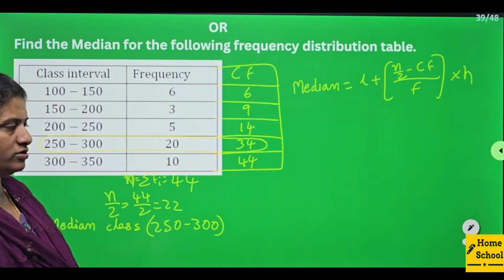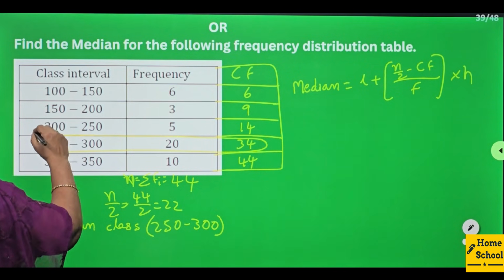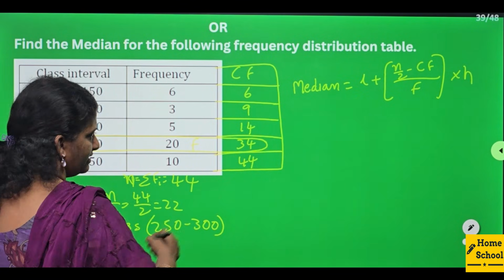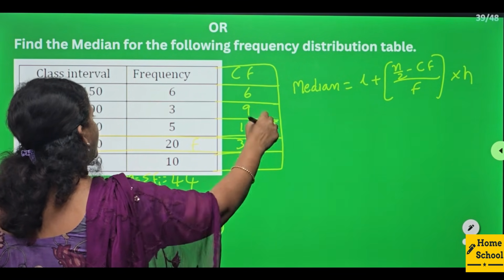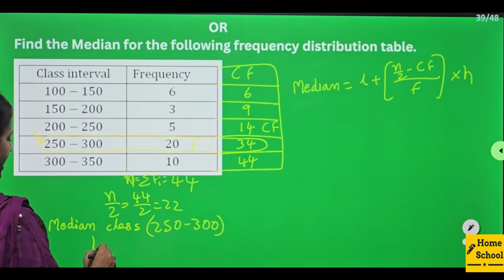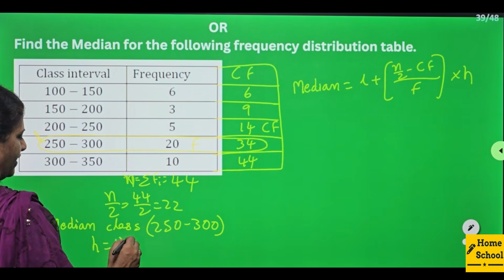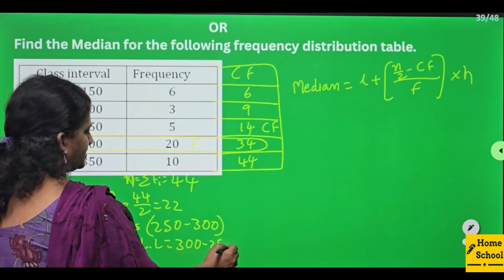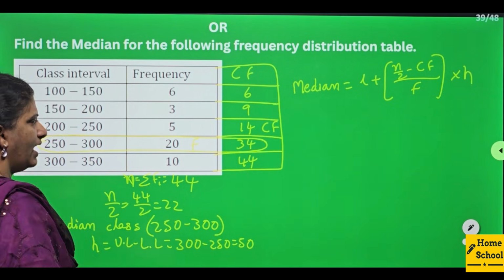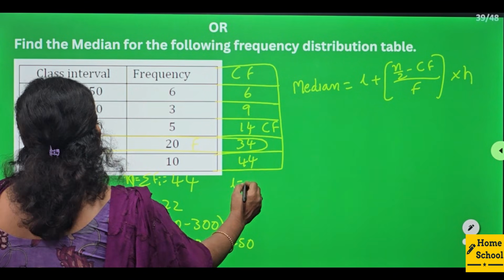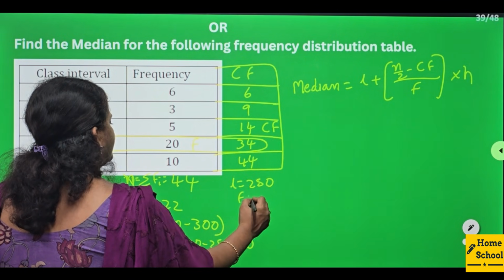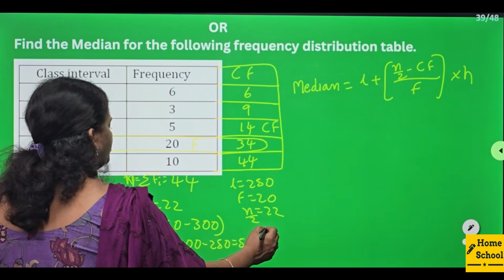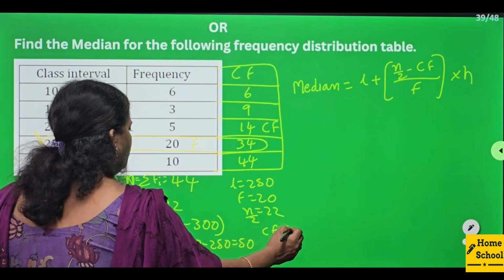Now identify all those. L is the lower limit of the median class, whereas F is the frequency in the median class. CF is the cumulative frequency above the median class, and H is equal to class size, upper limit minus lower limit, that is 300 minus 250 is equal to 50. Write the remaining: L is equal to 250, F is equal to 20, N by 2 is equal to 22, CF is equal to 14.